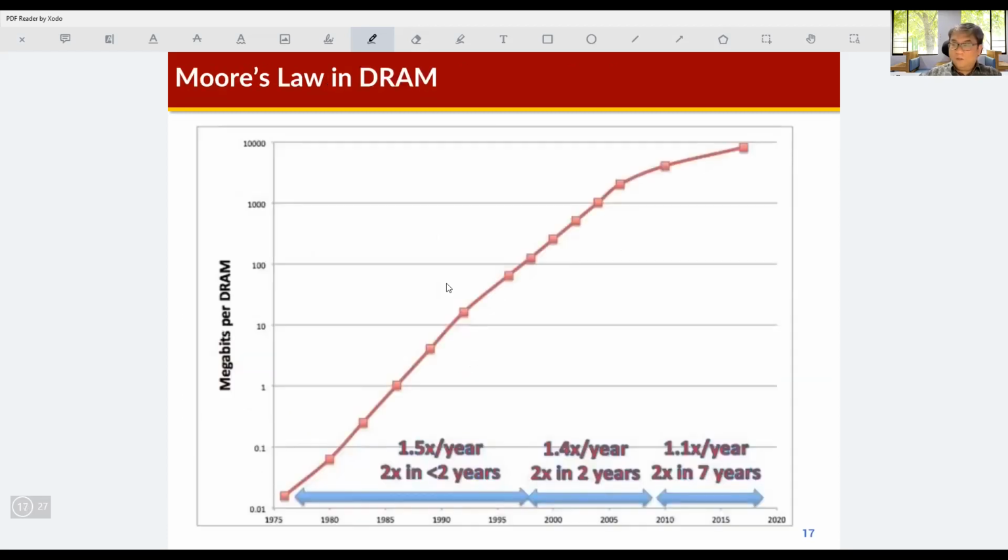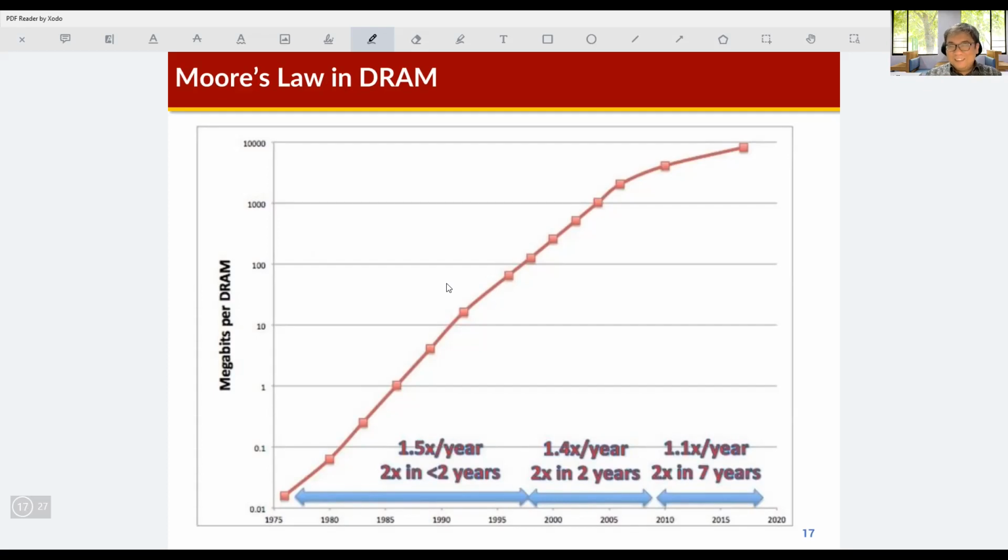Let's see Moore's law in the DRAM technology. Before 1997, the density of the DRAM increased 1.5 times per year. So it's bigger than 2x per 2 years, higher than Moore's law.